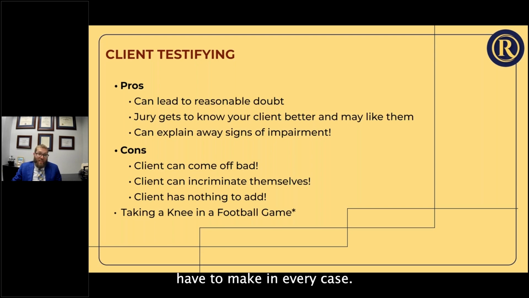If your client didn't admit to drinking on the scene, but there's an odor of alcohol, you better believe that a decent prosecutor is going to bring that up. And he better have something to say other than, no, I didn't drink anything, I don't know why I smelled like alcohol. The jury's most likely not going to believe that. So those are questions you need to talk to your client about. Hey, these are potential questions you're going to get asked. We're going to have to deal with it. Do you think your answer is going to help or hurt us?